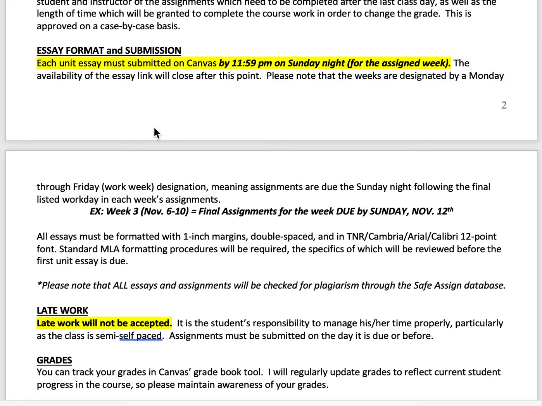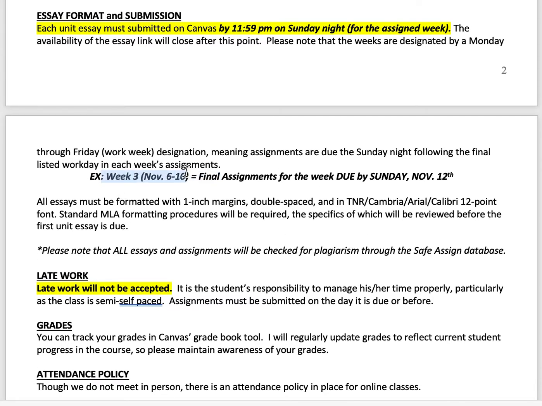So your essays are due by 11:59 p.m. along with any other assignments of that week. So basically, like I said, everything is due on a weekly basis at 11:59 p.m. on Sunday. It gives you the freedom to work as you like throughout the week, and then the links close at that point, of course. So you'll see in the course that there are weekly designations of a Monday through Friday designation. So say that's Monday, November 6th through 10th. And then I'll always point out that the assignments are due on Sunday, whatever date it is.